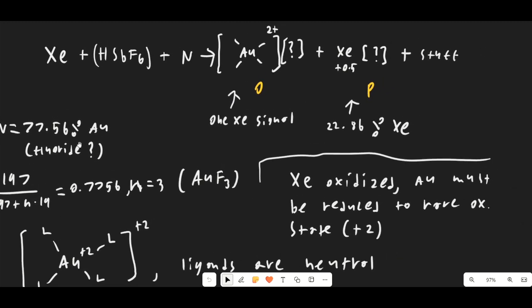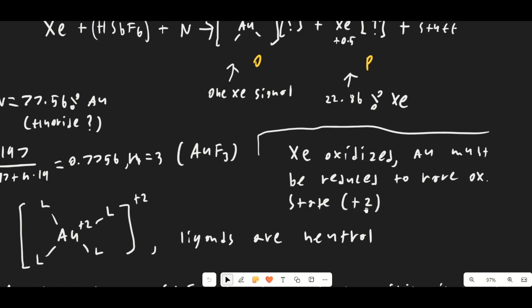So now, one thing to notice here is we want to figure out the oxidation state of Au at the end here. We're told that it's a very rare oxidation state for gold. And there's actually one more piece of information here. We notice that xenon gas is actually oxidized to the plus 0.5 oxidation state, which means that gold must be reduced, meaning it's in a lower state, I should say, than +3.